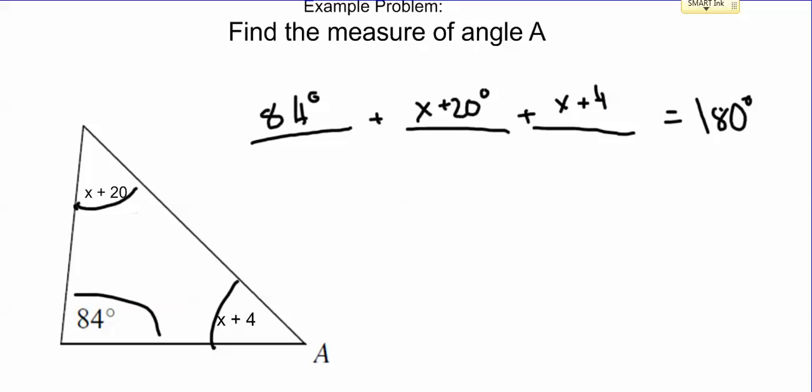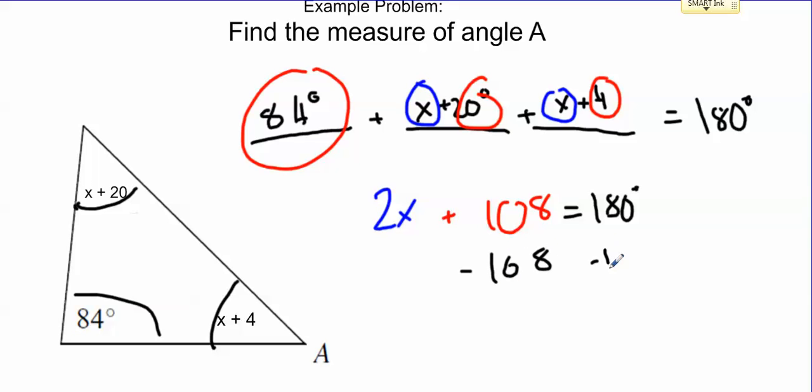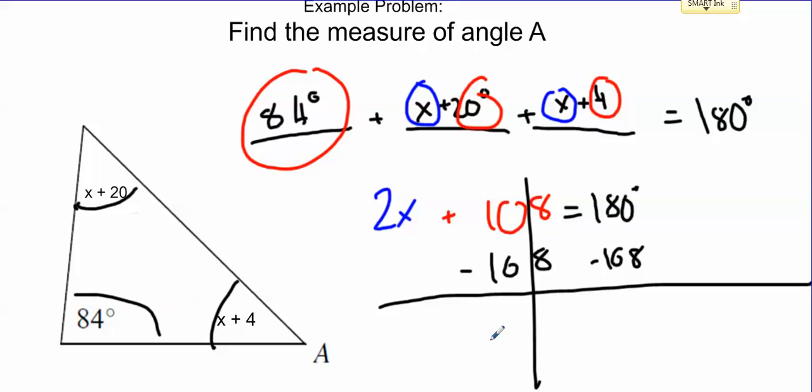We start combining our like terms. We have an x here and an x here, so we get 2x, all right? And then we have an 84 and a 20 and a 4, so we get 108. And these both equal 180. We do some solving from here. We subtract 108 from both sides, that cancels out, and we get 2x is equal to 72 degrees.